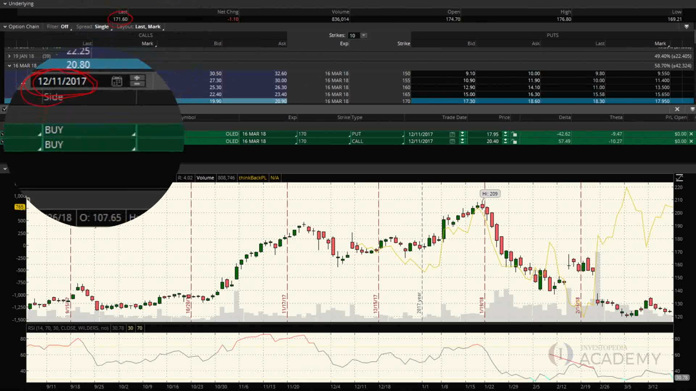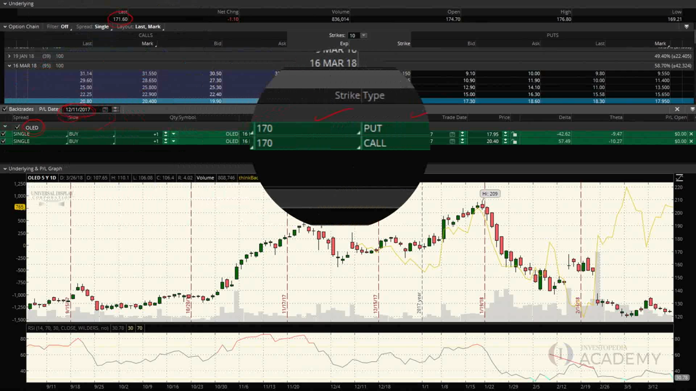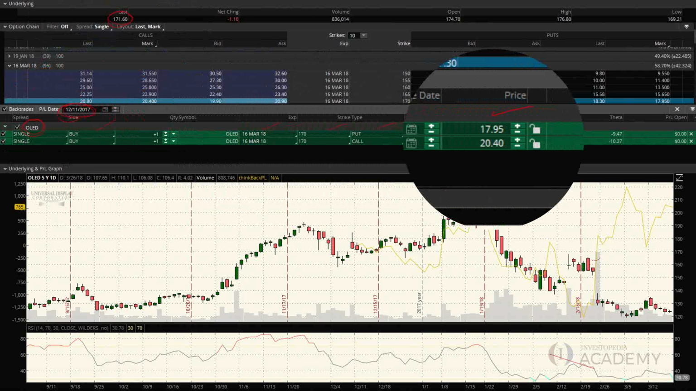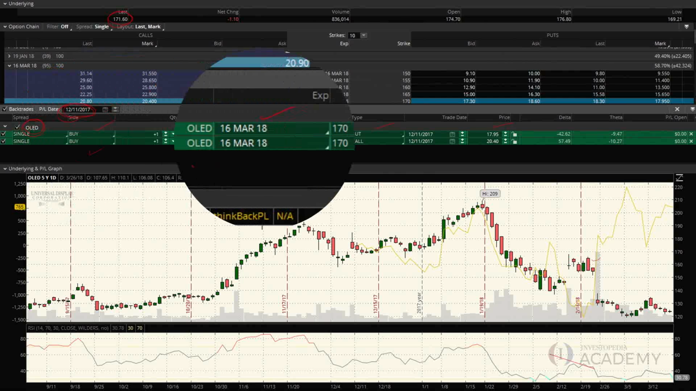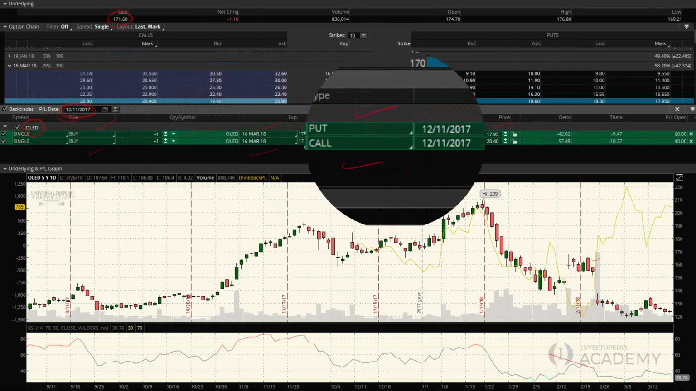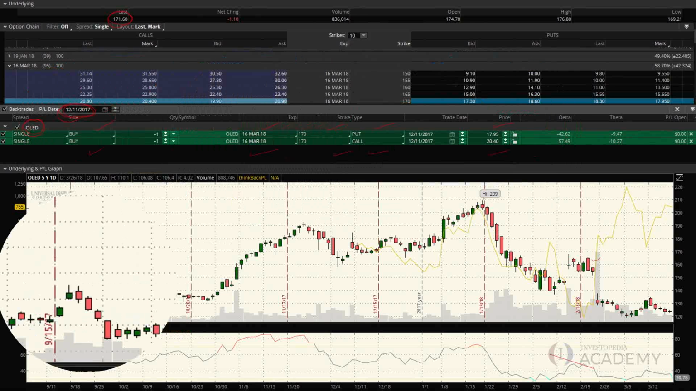Now, again, I am betting that the stock is going to move out of a trading range. How do I do that? I'm going to buy one of the March 170 puts, and I'm going to pay $17.95. At the same time, I'm also going to buy one of the March 170 calls, and I'm going to pay $20.40. So I'm paying a lot of premium, but again, I think the stock is going to move out of a range.